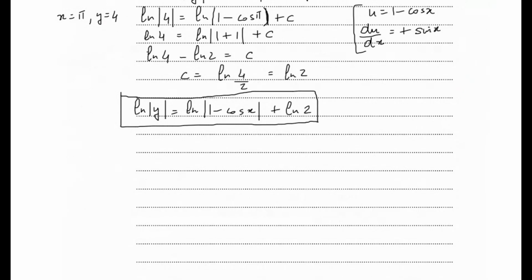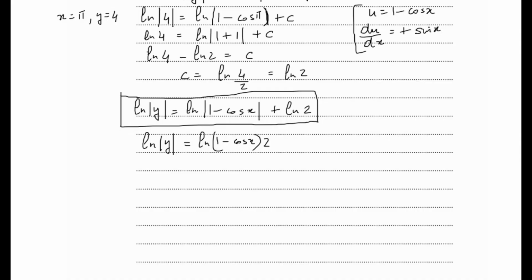In this case, each of the expressions is ln. So on the right hand side, we're going to combine both the ln functions. So it becomes ln of 1 minus cos x, into 2. Right?